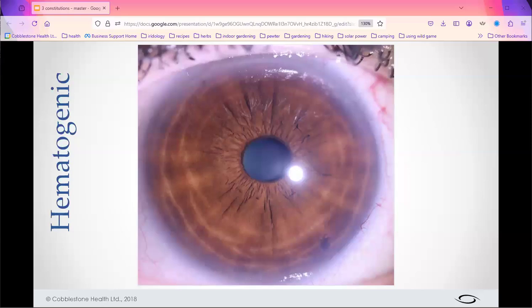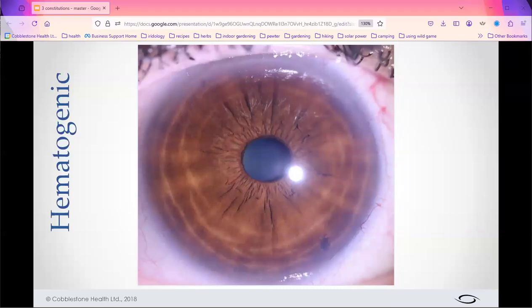Great insight there. Hematogenic. This is the true brown eye, the absolute true brown eye. A lot of people think they've got brown eyes, but they don't really. So we're going to do the brown eye next. Then we'll do the one that comes in between in a minute.